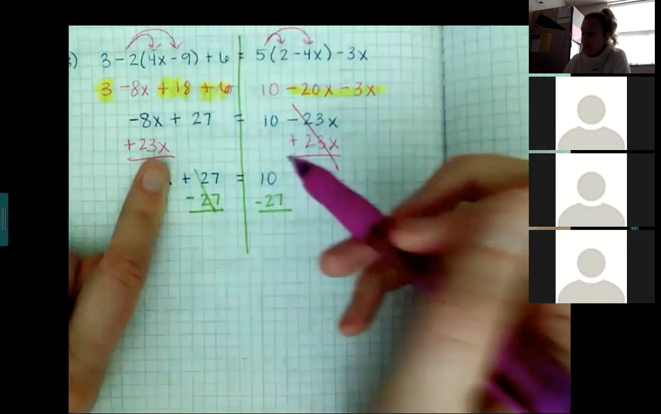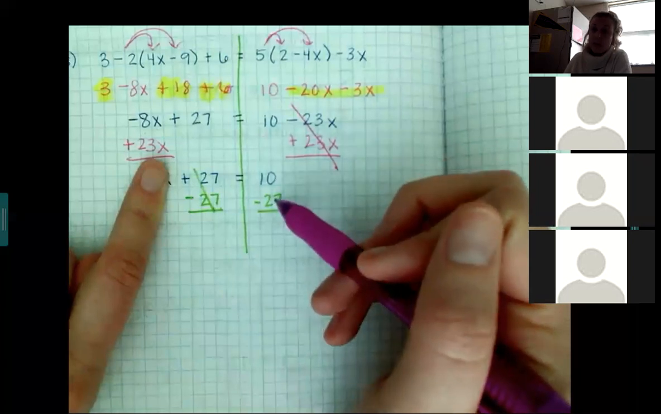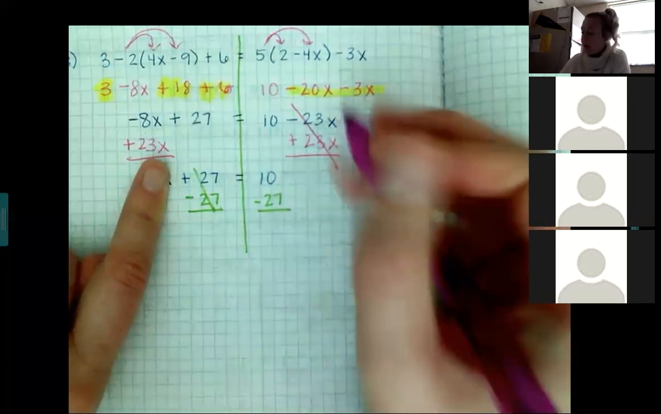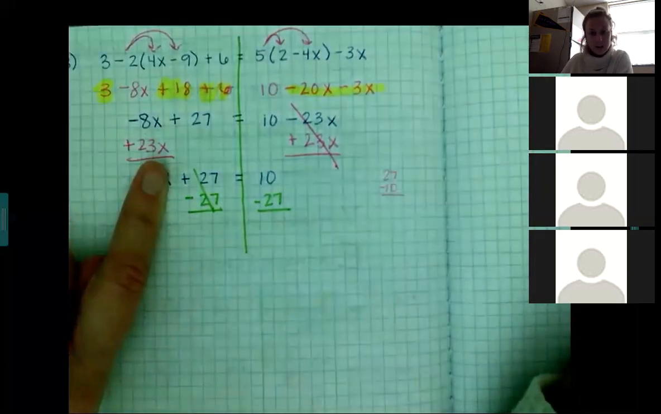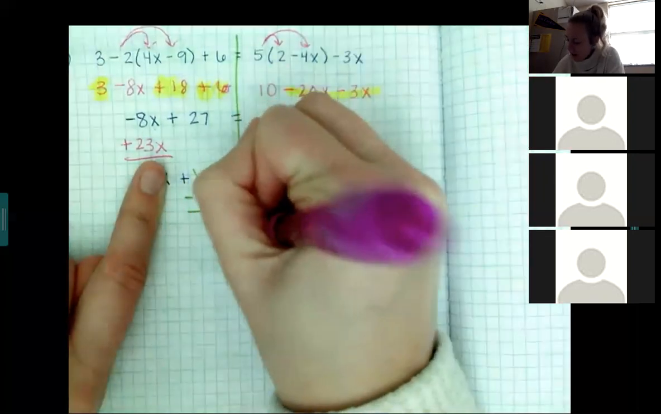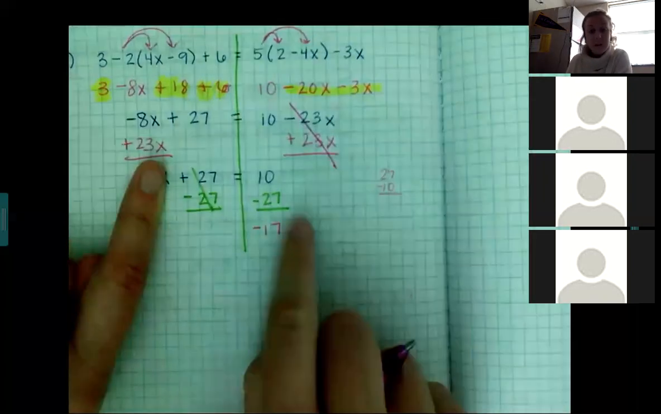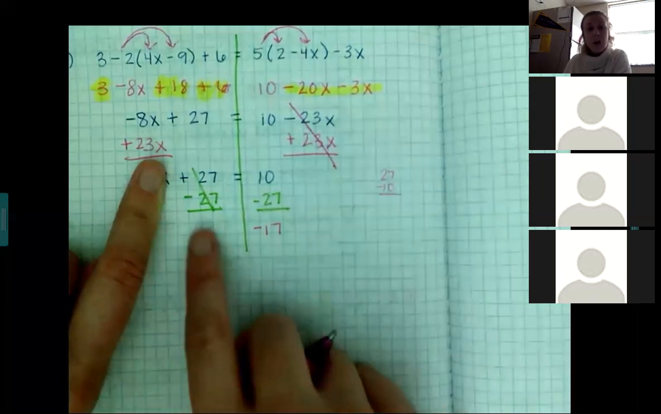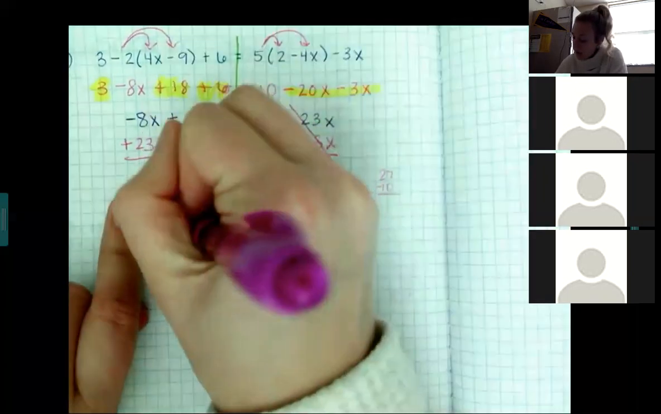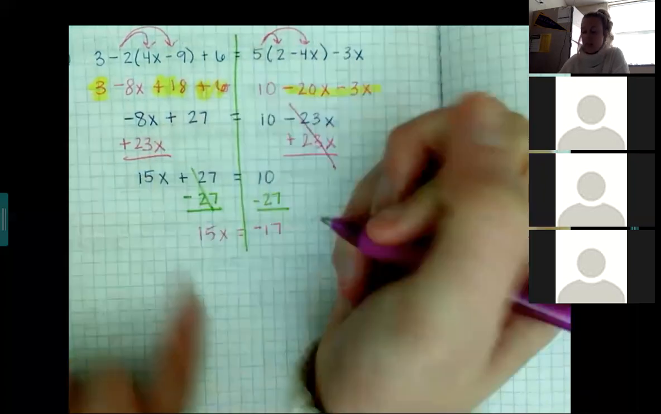So look, positive 10 and negative 27, different signs, you have to subtract. So 27 take away 10 is what? Negative 17. Yes, good job. It's negative 17 because your bigger number was negative. And so all I have left now is 15x equals negative 17.